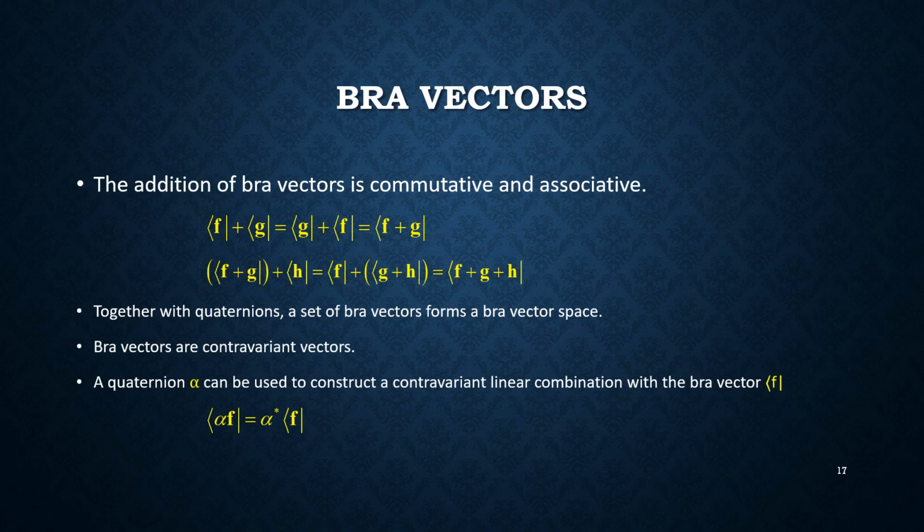The addition of bra vectors is commutative and associative. Together with quaternions, a set of bra vectors forms a bra vector space. Bra vectors are contravariant vectors. A quaternion alpha can be used to construct a contravariant linear combination with the bra vector f.